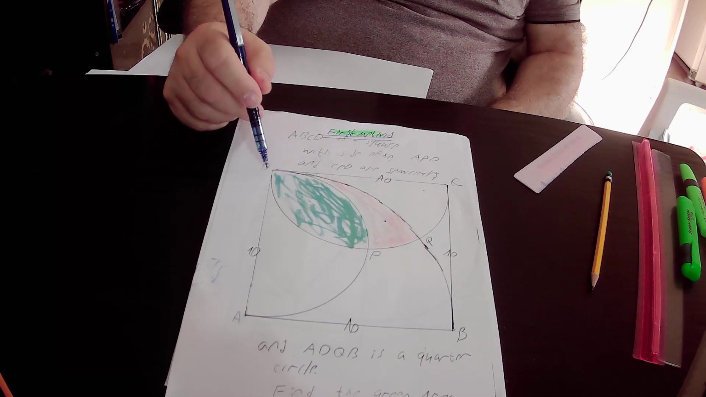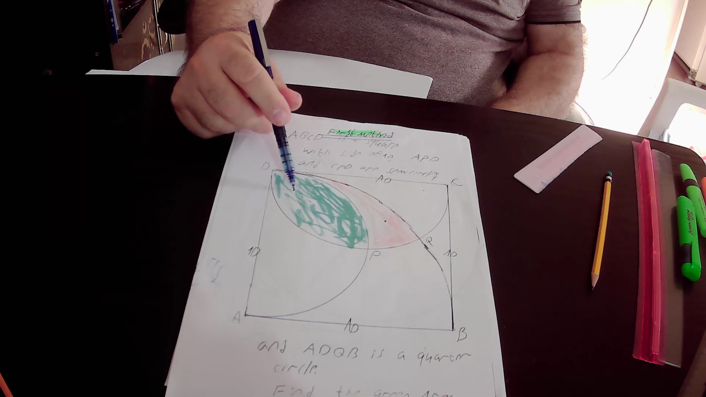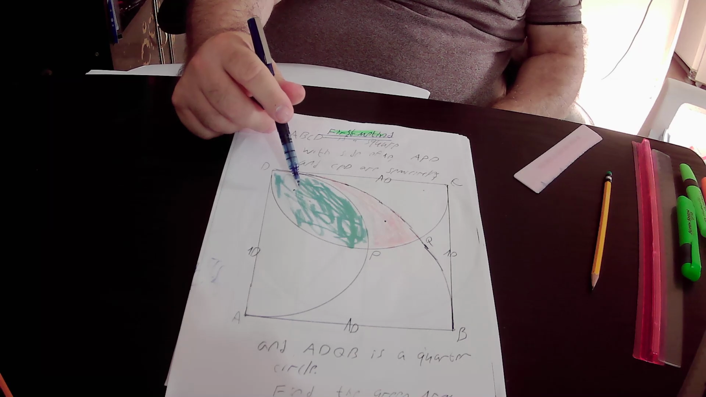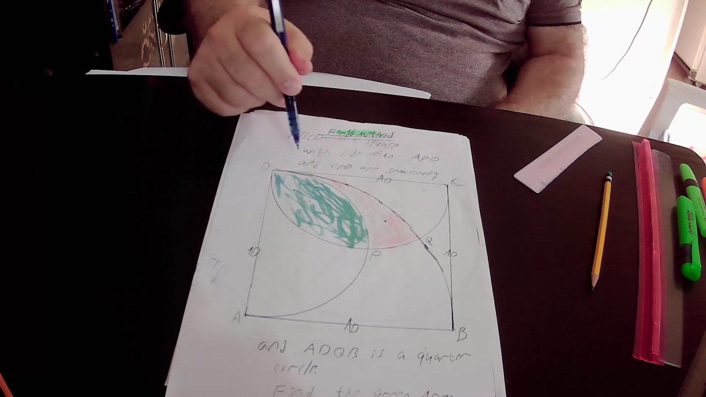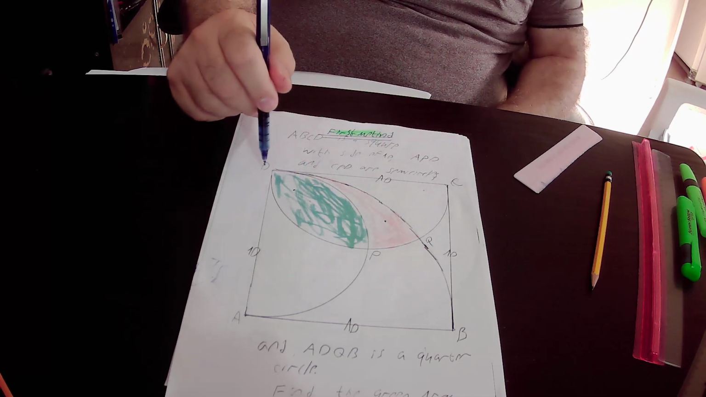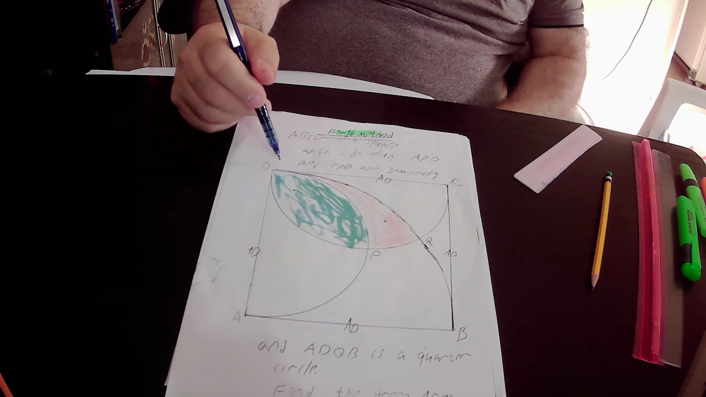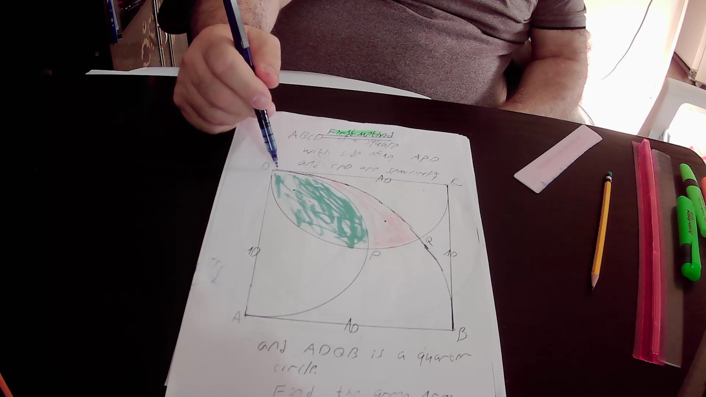So the common area between the two semicircles is the blue lens. And we know that the two semicircles, semicircle CPD and semicircle APD, are perpendicular to each other.